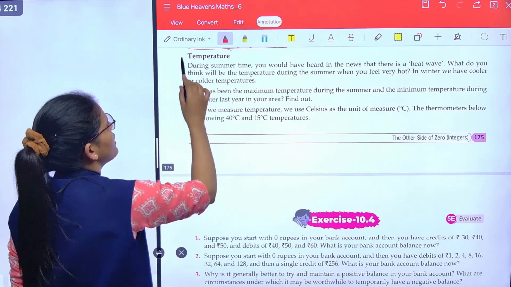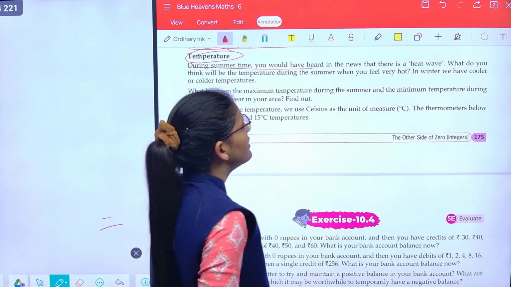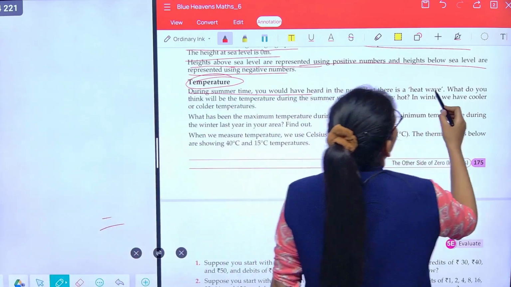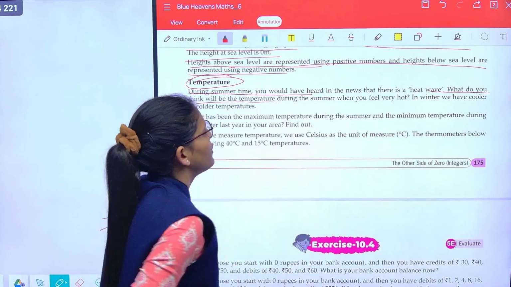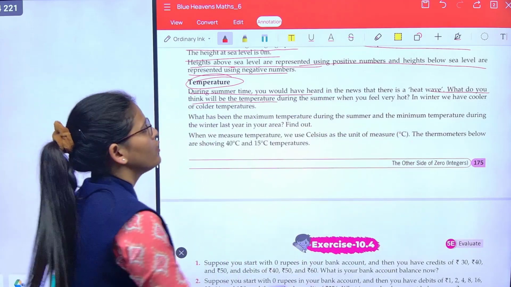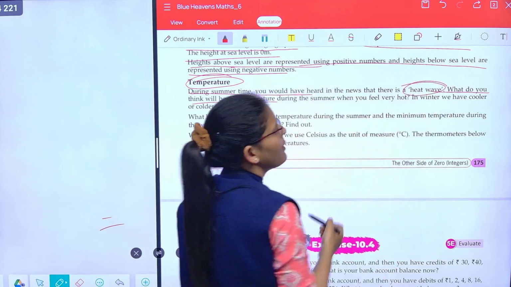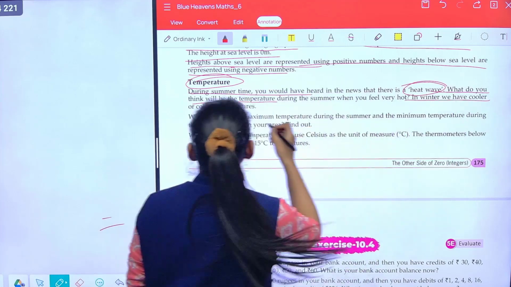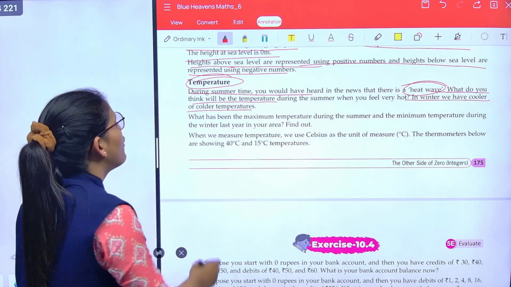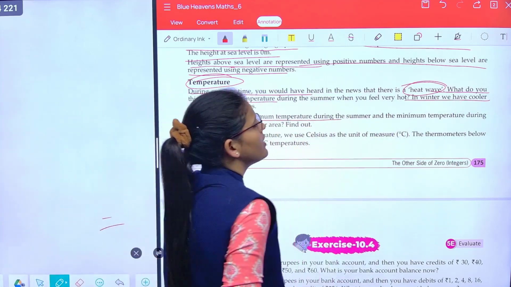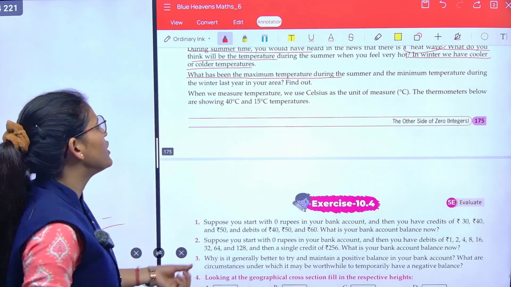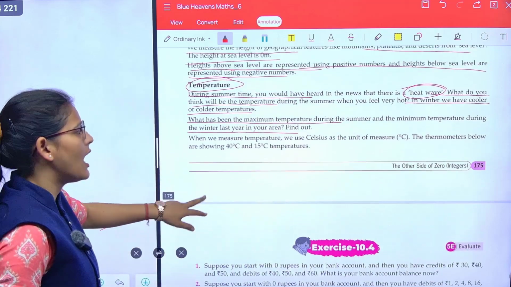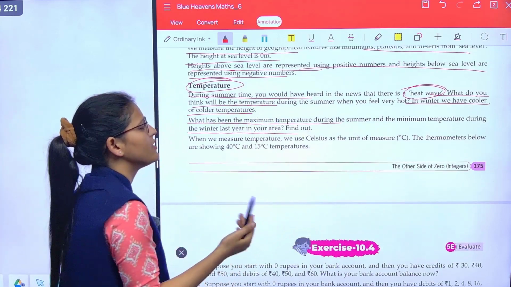Come on, temperature. During summertime, you would have heard in the news that there is a heat wave. What do you think will be the temperature during the summer when you feel hot? In winter we have cooler and colder temperatures. What has been the maximum temperature during the summer and the minimum temperature during the winter last year in your area? Find out. What was the maximum and minimum temperature in your area?